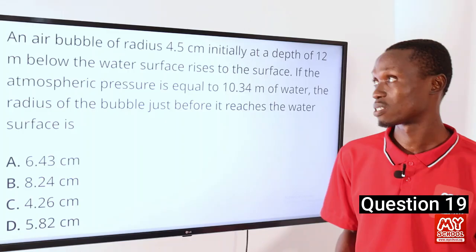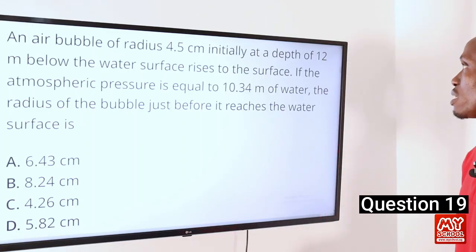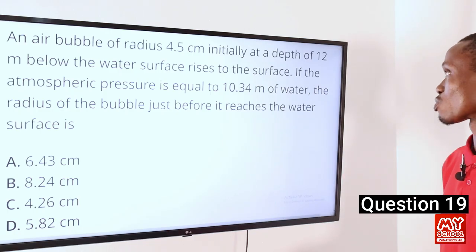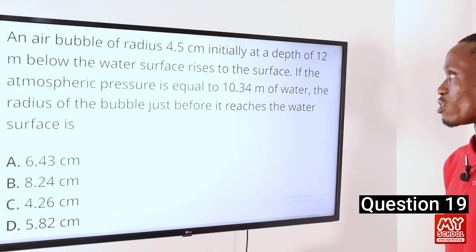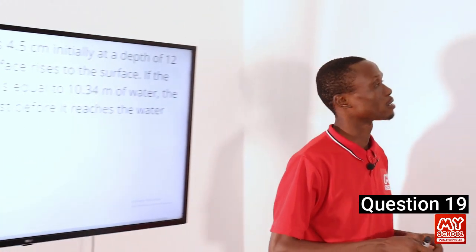Moving on to question 19. An air bubble of radius 4.5 centimeter, initially at a depth of 12 meter below the water surface, rises to the surface. If the atmospheric pressure is equal to 10.34 meter of water, the radius of the bubble just before it reaches the water surface is... Let's move ahead and solve this question.